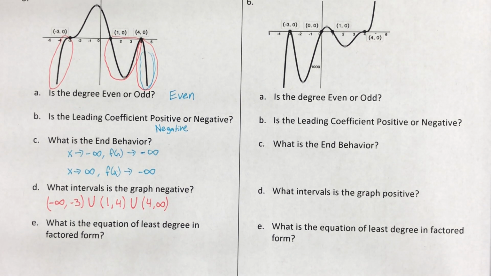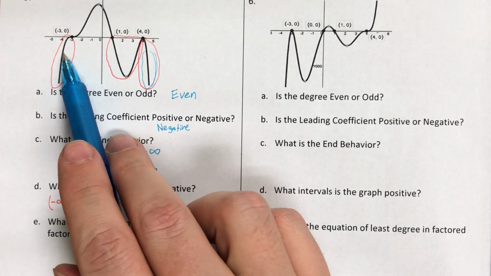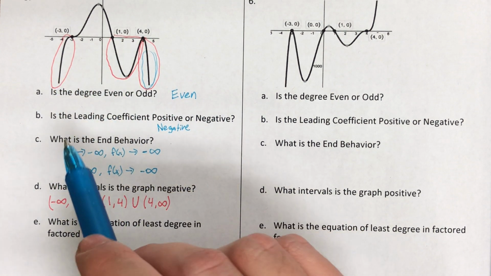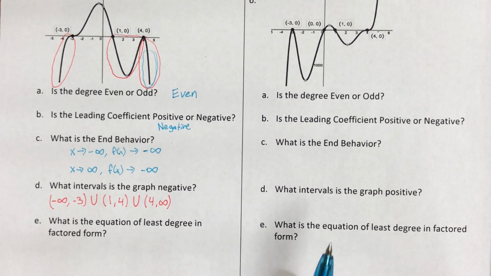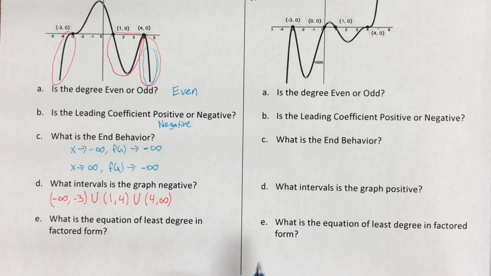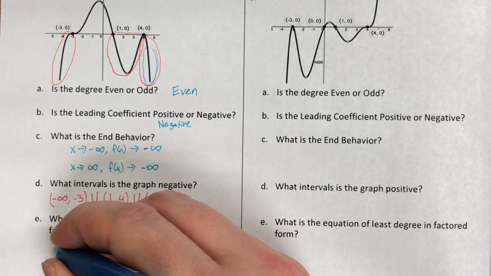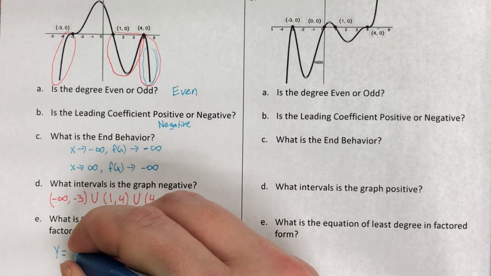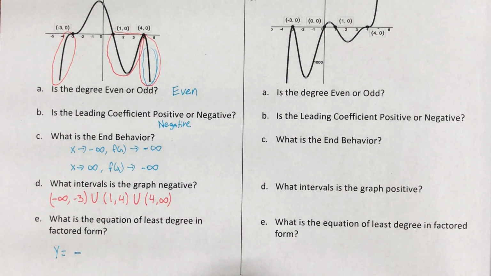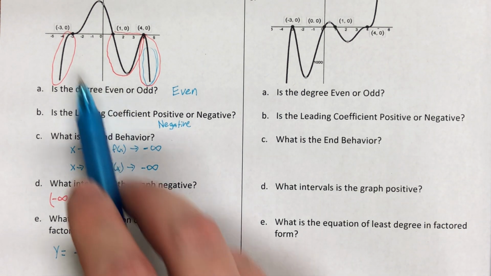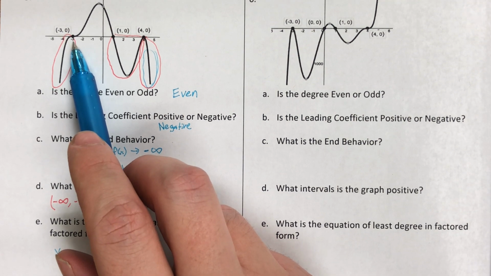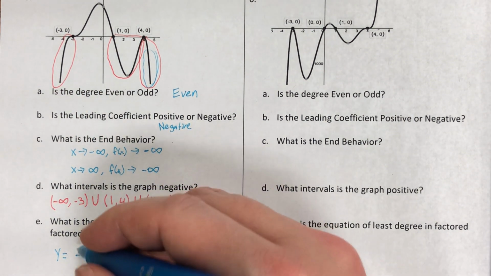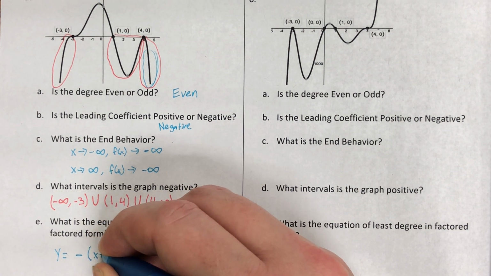When it says it wants the equation of least degree, all that's saying is what would the equation be that would give you this graph, taking into account your multiplicities at your zeros and your leading coefficient. So I know that my leading coefficient needs to be negative. So I've got y equals, I know there needs to be a negative in front of everything. And then it is a matter of identifying what my zeros are, so what that factor would be. If I have a 0 at -3, that factor would be x plus 3.